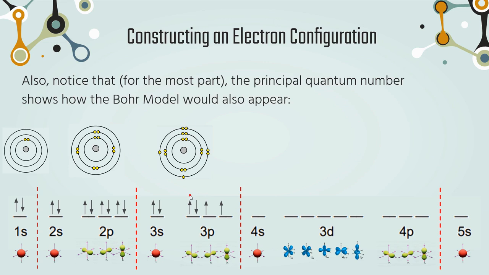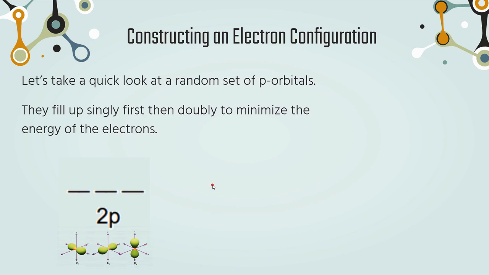Also notice that for the most part, the principal quantum number shows how the Bohr model would appear. So right now I see I'm ending in the 3s3p orbital, so I should probably draw 3 rings. Now let's take a look at a random set of p orbitals. We want to fill these orbitals up singly before we double them up, just like so.